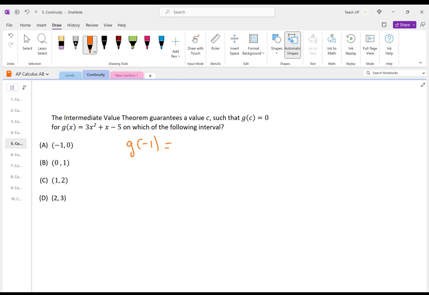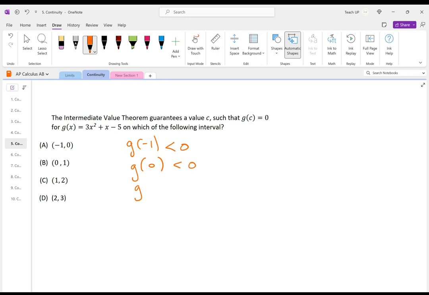So -1 to the second power is going to be a positive 1 times 3. 3 minus 1 is going to be a 2. 2 minus 5 is going to be a negative number. So we just want to do it as fast as we can without making mistakes. So g of -1 will be negative. What about g of 0? Well, g of 0 is going to be also negative. So we're just going to say that's less than 0.